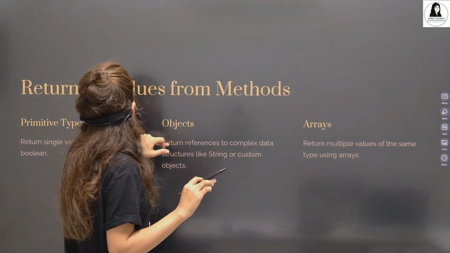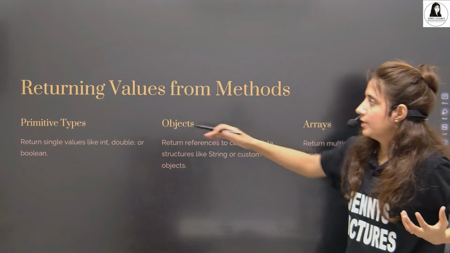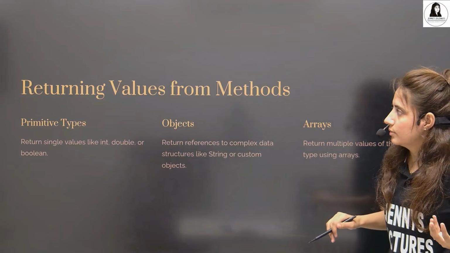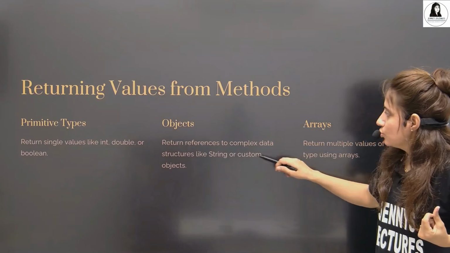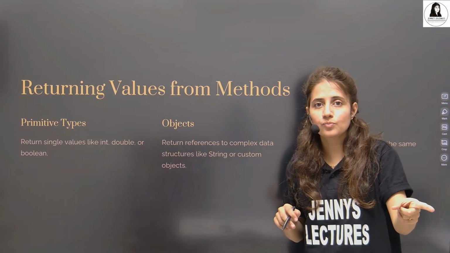Okay. Now, if you want to return some value in a method, that also we can do. Primitive type value it can return. Objects also it can return, or arrays also it can return. So primitive type, how it will return, that thing I have shown you. Object reference to complex data structure. It can also return a string. That also I have shown you.